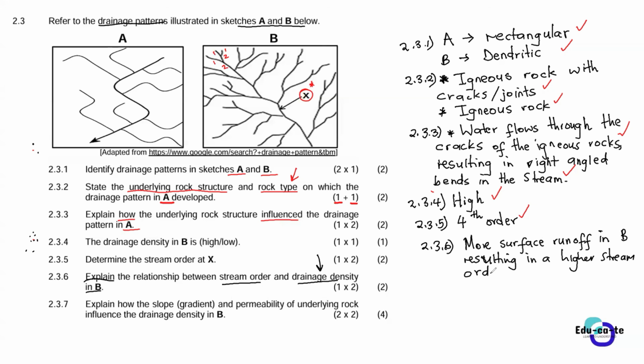Okay, so you guys are going to do 2.3.7. You want to explain how the slope or the gradient and permeability of underlying rock influence the drainage pattern and drainage density in B. Make sure that you do the question and you give the answer in the group.